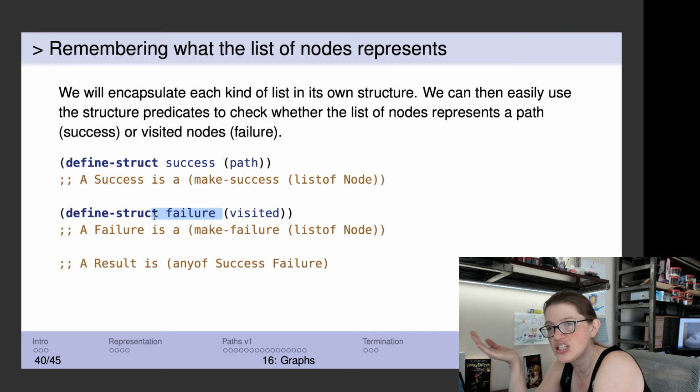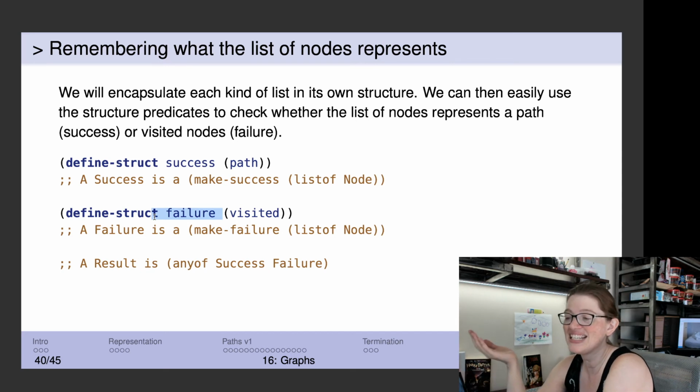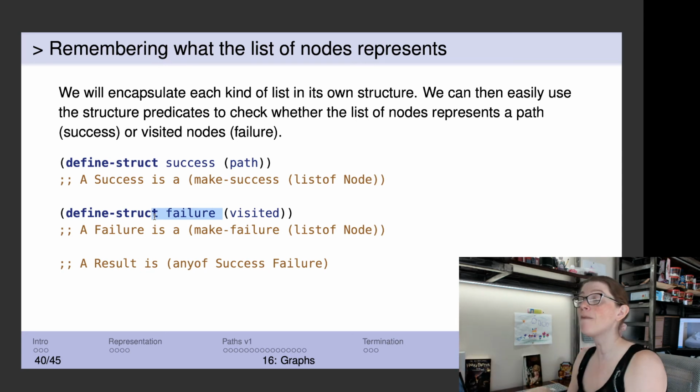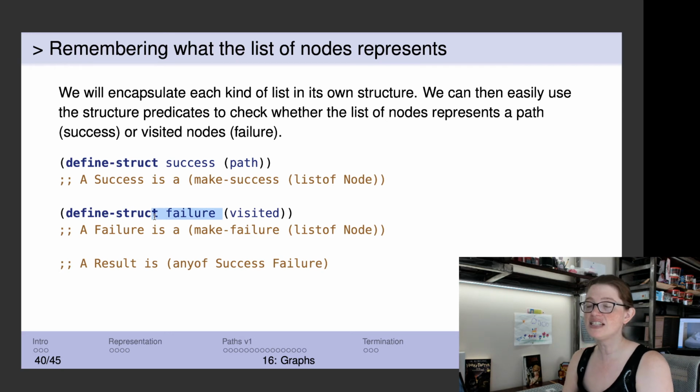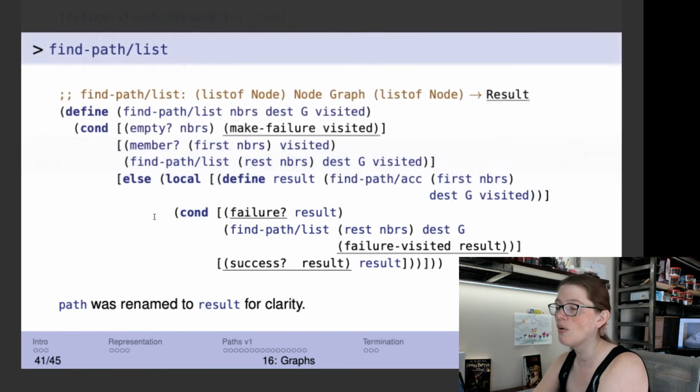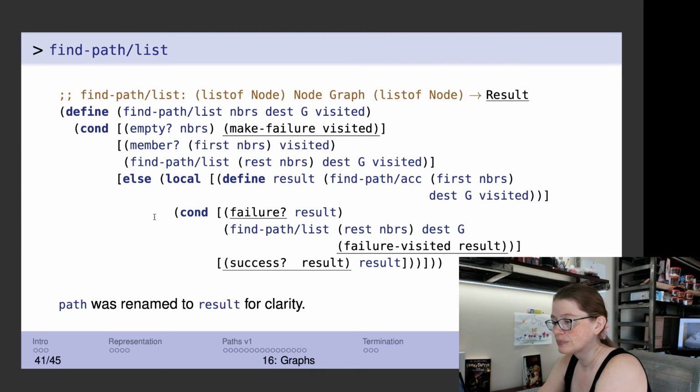Why do we use these two structure representations? Now we can actually use them to keep track of a fail path and a success path. And then by having these structures, we get a predicate for success and a predicate for failure, which we can use to determine is the result a success or a failure, so that we can still present to our user the same behavior that we had from the other functions. All right, so let's go back into find path list.